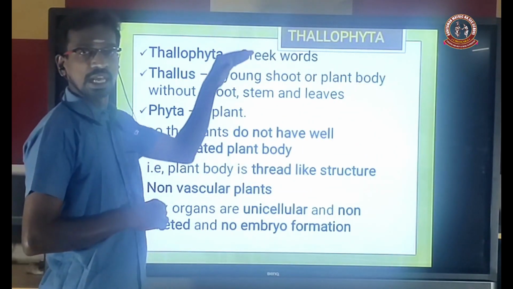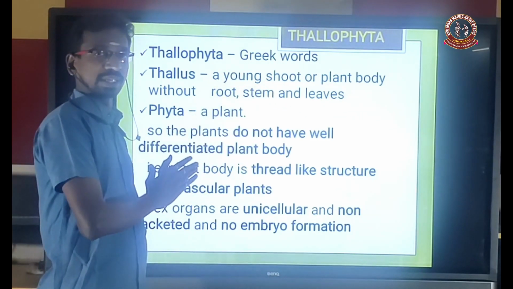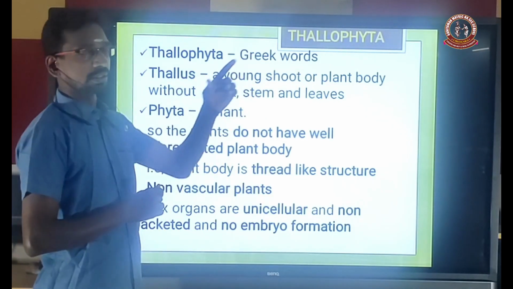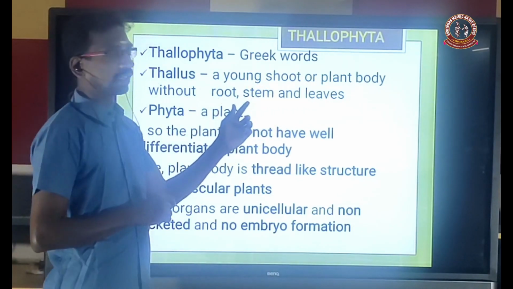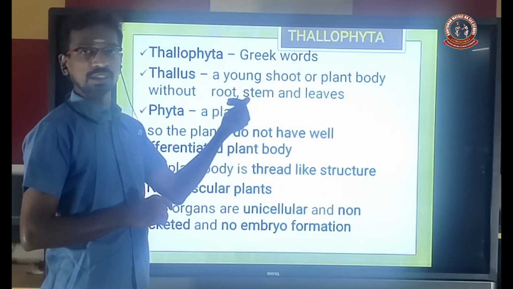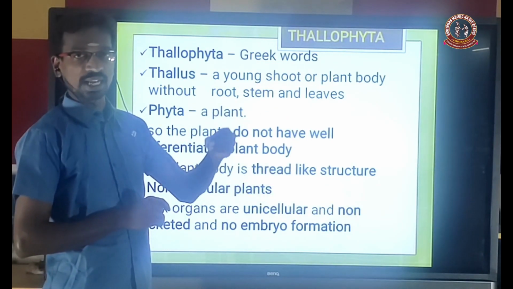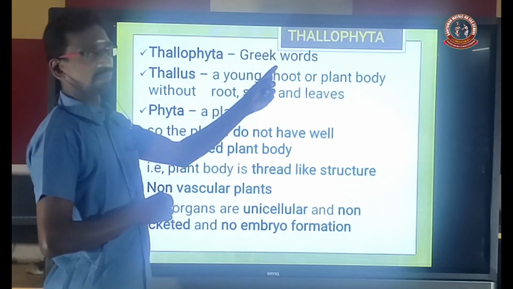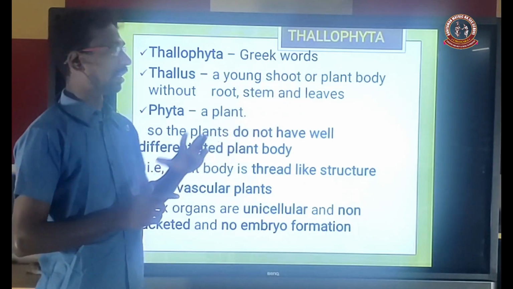Next is the Thallophyta, because the non-vascular cryptogams are grouped into two categories, Thallophyta and Bryophyta. First we are going to see the Thallophyta. The term is derived from the Greek word thallus, meaning the young shoot or the plant body without root, stem and leaves. Previously we saw that in non-vascular cryptogams the plant body is not well differentiated; root-like, stem-like and leaf-like structures are present. So thallus means the young shoot or a plant body without root, stem and leaves.